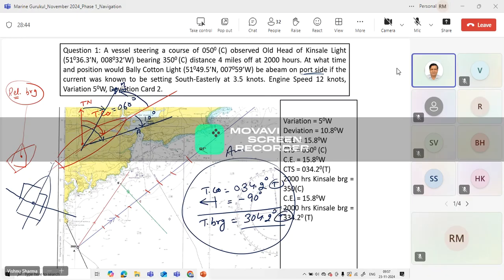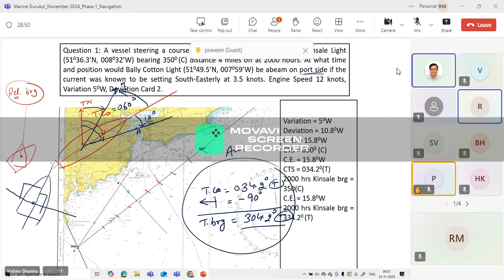Is this conversion clear to everybody, guys? Anybody has any doubts, let me know. Clear, sir. Okay. So now, if I get the true bearing of that Belly Cotton light when it is a beam, then that means I have got a PL by bearing also. Yes or no of that particular time? Am I right, beta? Yes, sir. Yes, correct. Right? So let me show you further.